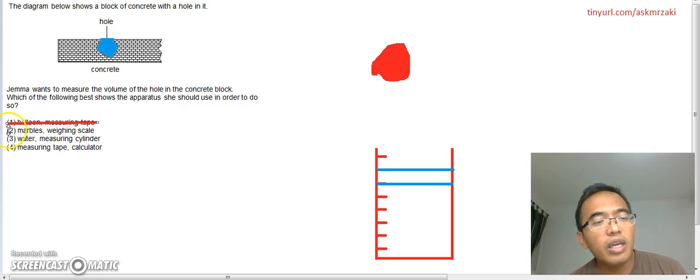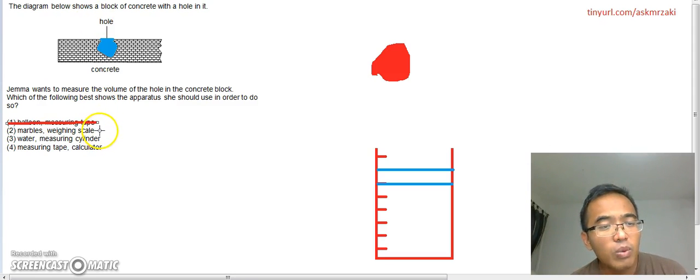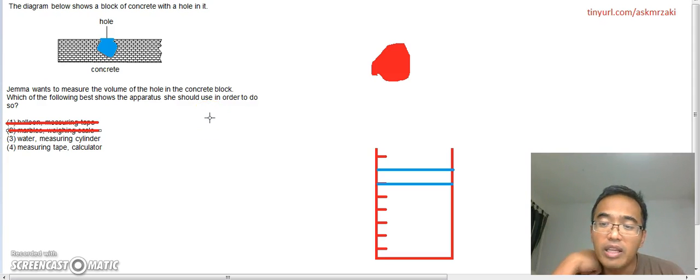Marbles and measuring scale: now you're trying to find volume, you're not trying to find weight. So the measuring scale won't help, and if you fill the hole with marbles, you can't fill it completely. Why? Because in between the marbles there will be air spaces, and you really can't find out the volume of those air spaces. It will take a lot of mathematics, very difficult.